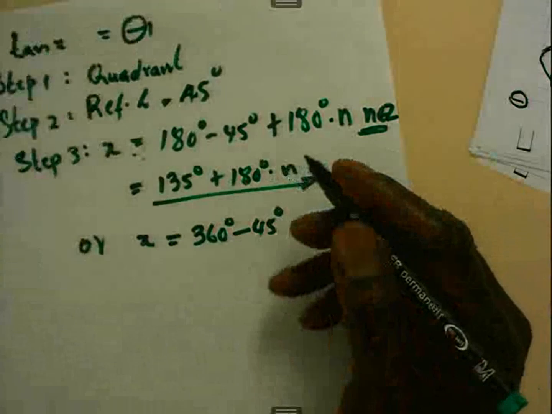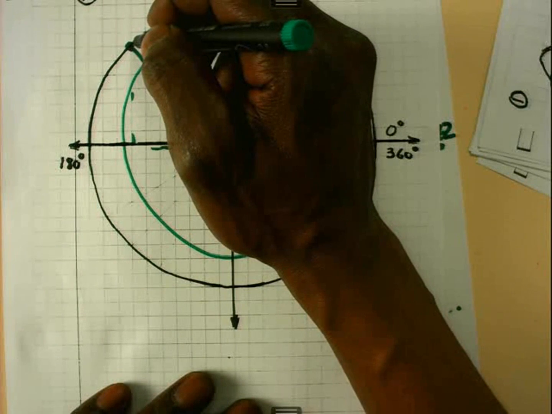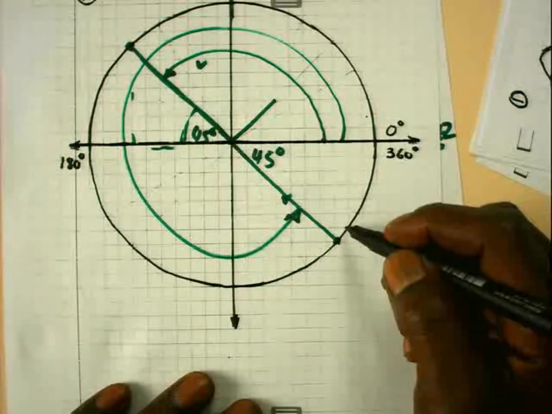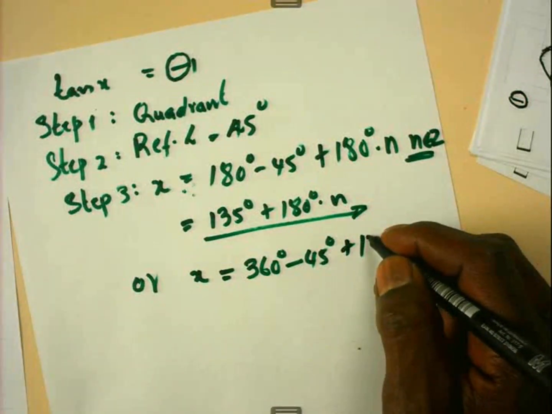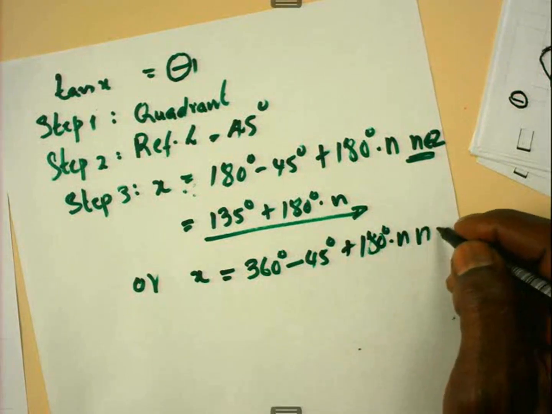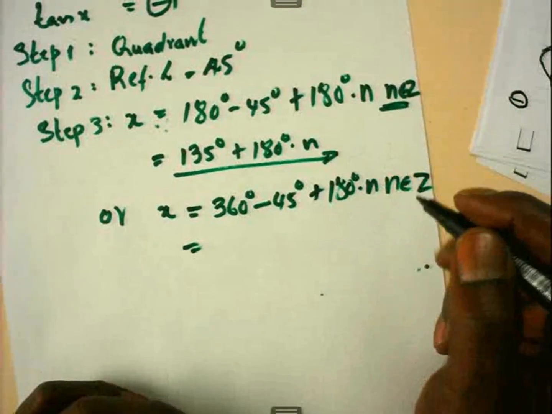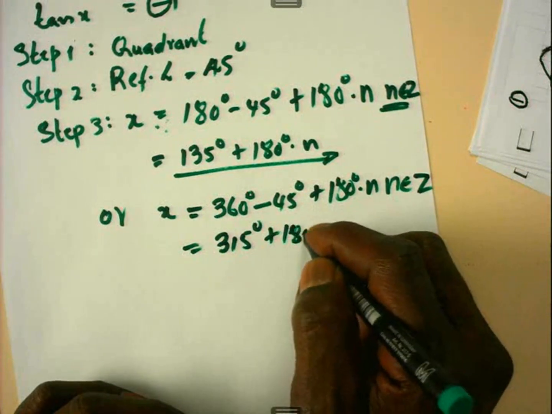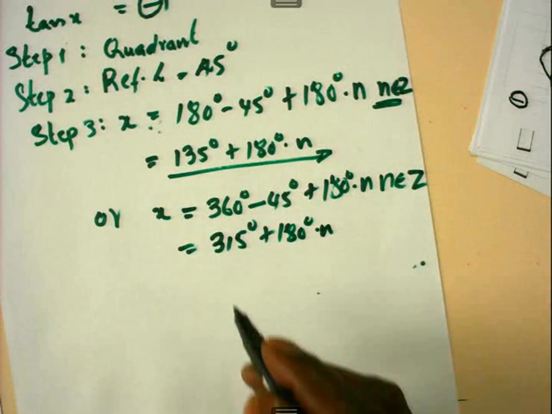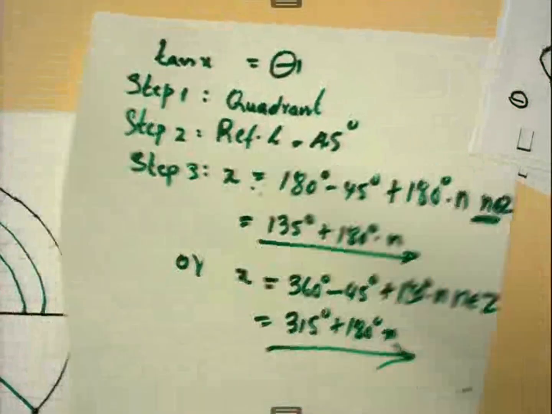But as we have indicated, to find the general solution, once we rotate 180 degrees, we find another solution. We rotate 180 degrees, we find another solution. So we'll have plus 180 degrees times n, n being an element of integers. Okay, we simplify this. 360 minus 45, that will be 315 plus 180 degrees times n. I hope you find it interesting as we are moving deeper and deeper with these trigonometric equations.